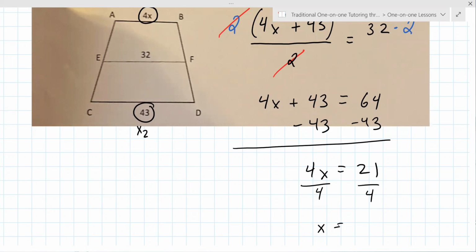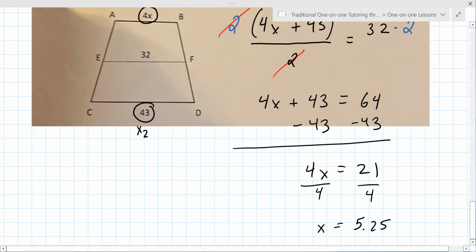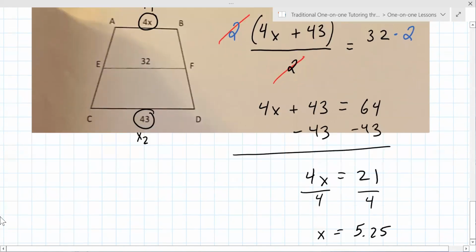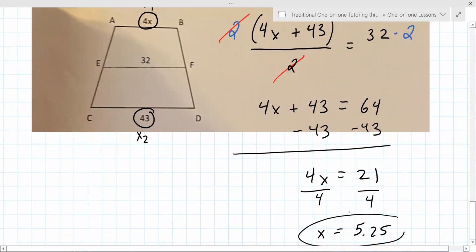5.25. 5.25, very good. Now let's go back to the question and see what it asks for. Does it ask for the value of X? The value of X. Yes, it does. So that's your first answer. So that's the first thing to circle or box in, say there's my answer for X.